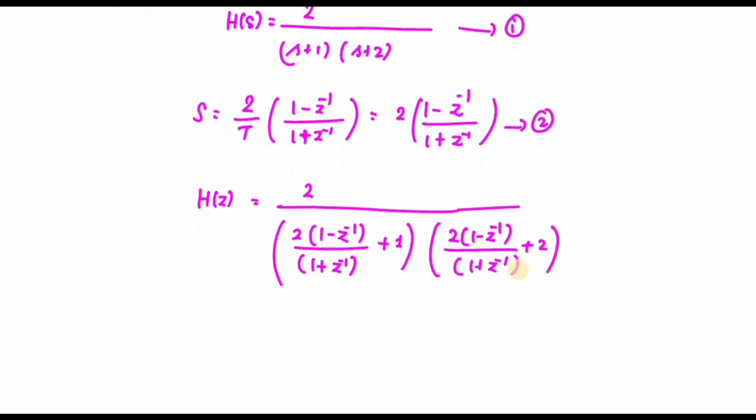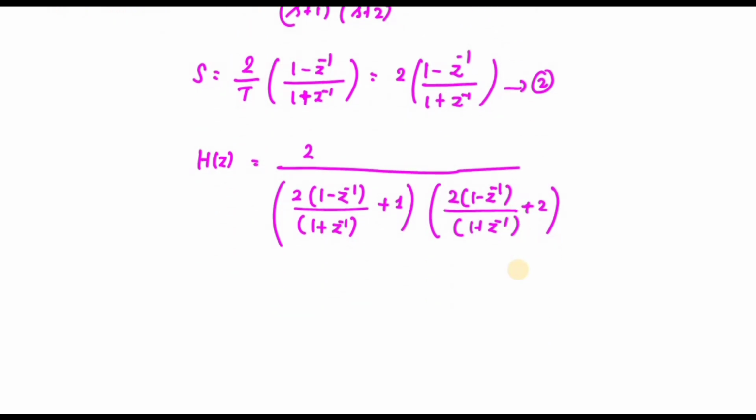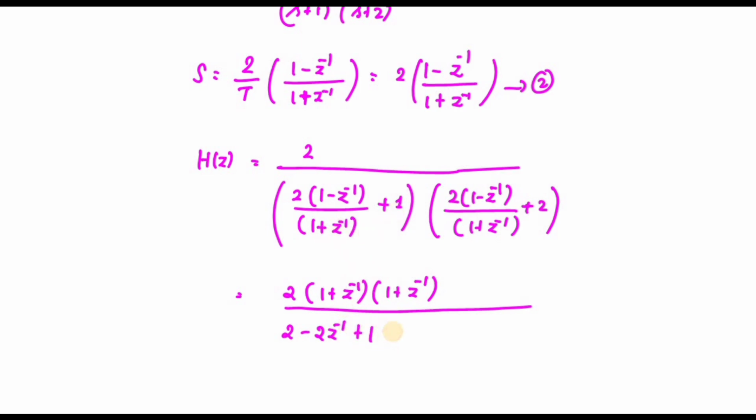So on solving, you will get 2. So this 2 term goes up, right? So it becomes (1 plus z power minus 1), (1 plus z power minus 1), right? So if I bring it inside, 2 minus 2 z power minus 1, and I am going to add this one, 1 plus z power minus 1. In a similar way, I can do it for this. Okay, if I multiply with this one, I'll get 2 minus 2 into z power minus 1 plus 2 into, so if I multiply with this one, I'll get 1 plus z power minus 1.